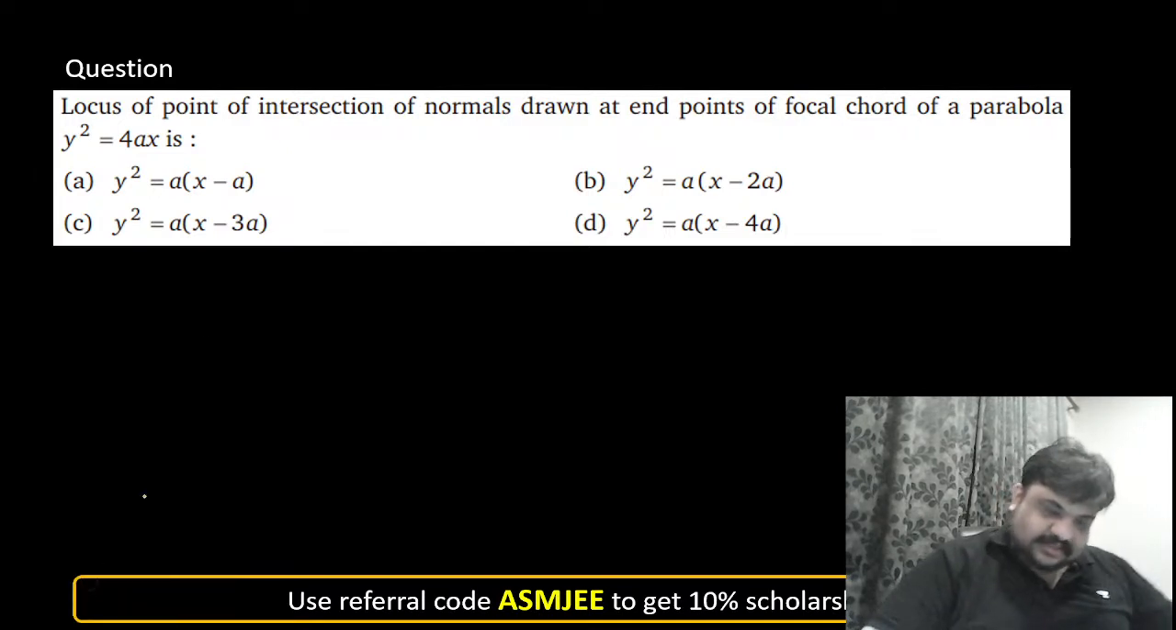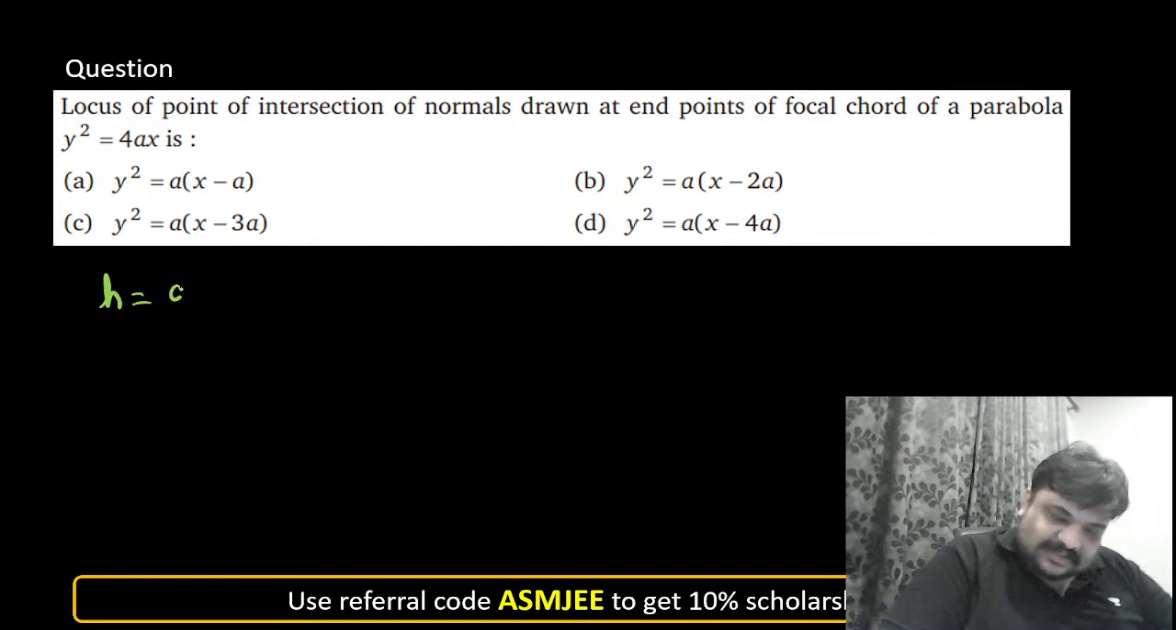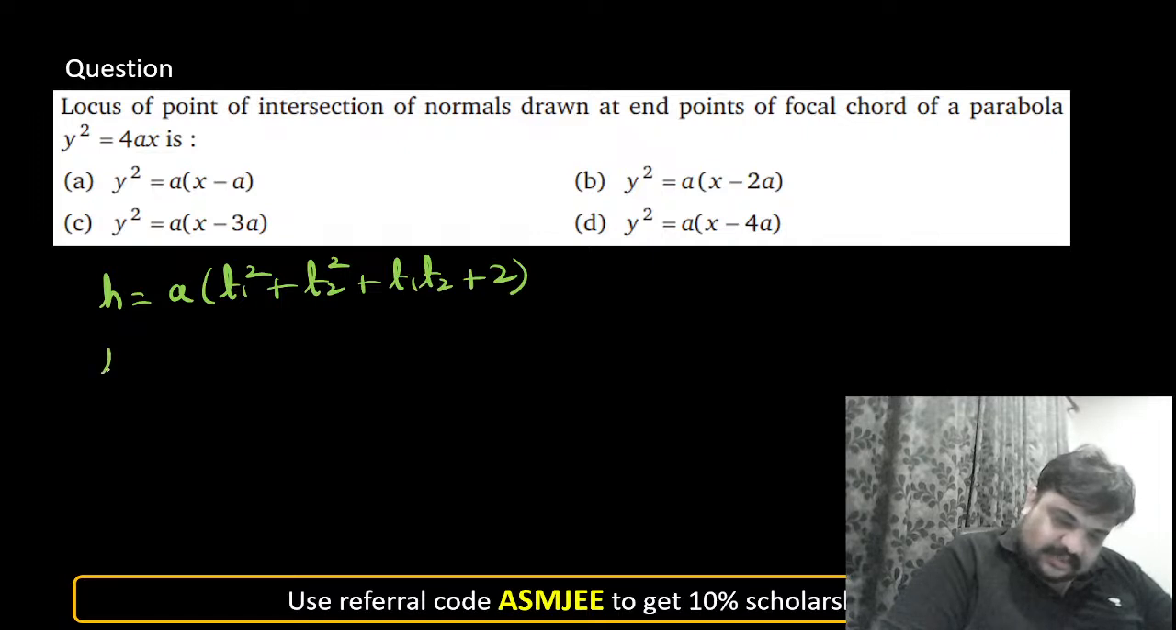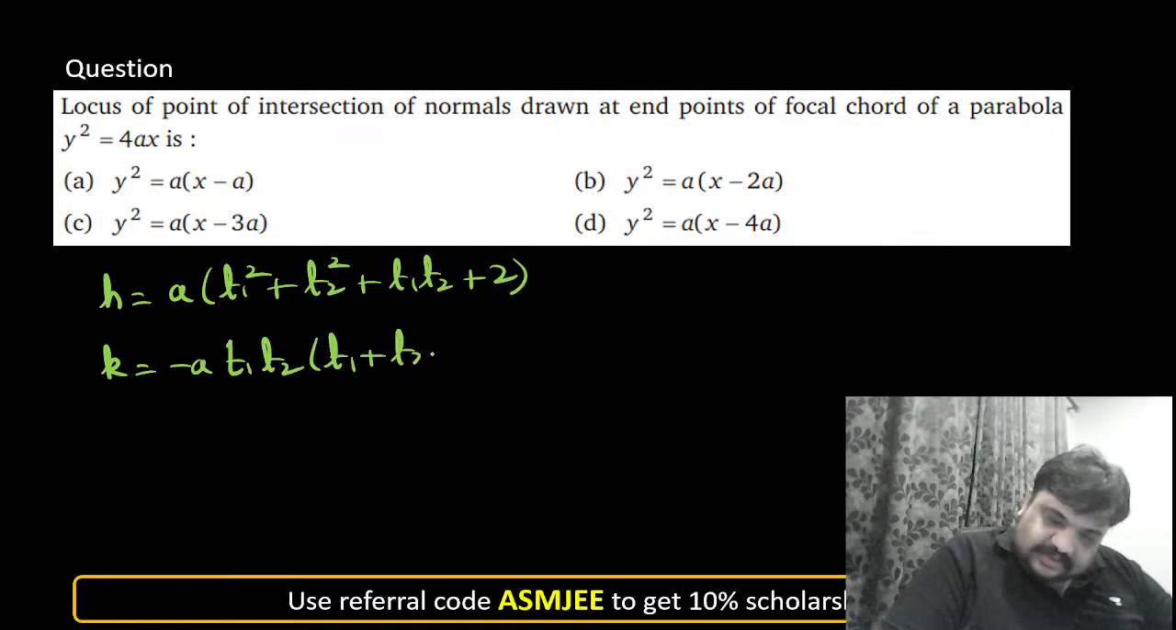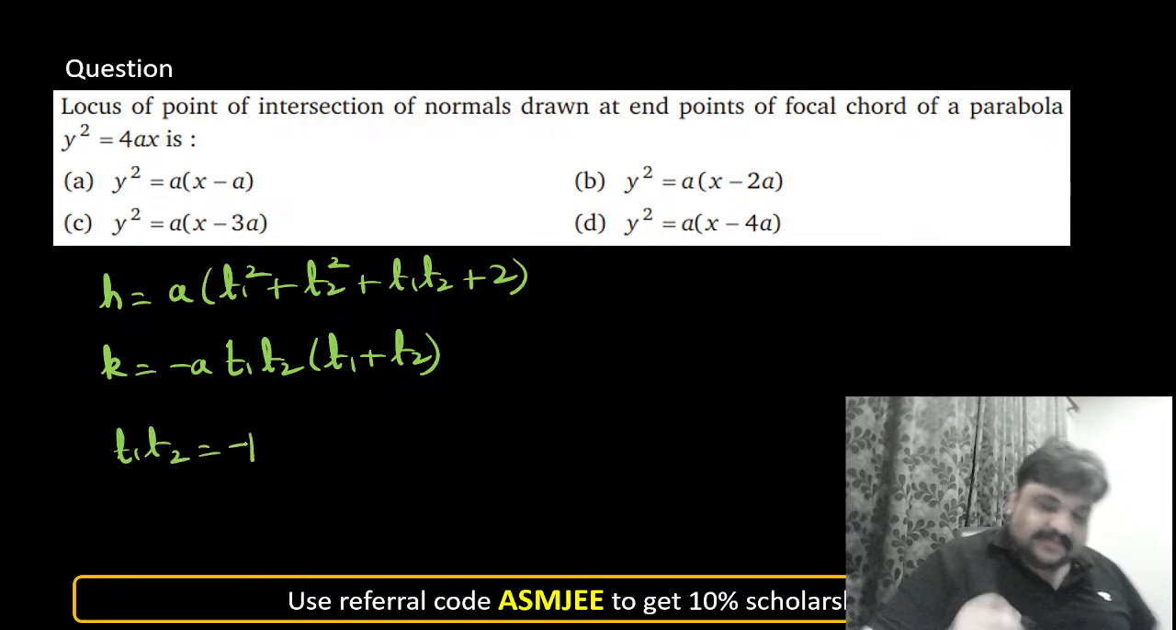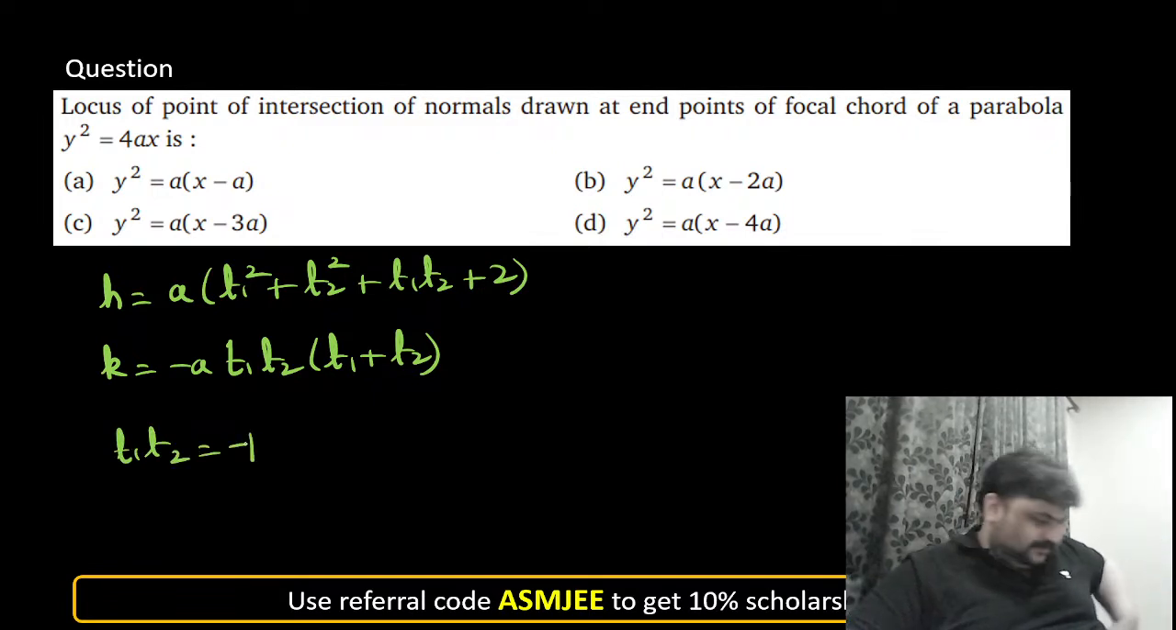Option C. Let's see. So this is the point of intersection of normals. Do you remember, h is a(t1 square plus t2 square plus t1 t2 plus 2) and k is minus a t1 t2 into (t1 plus t2). Now t1 t2 is also minus 1. Now eliminate. You can do it.